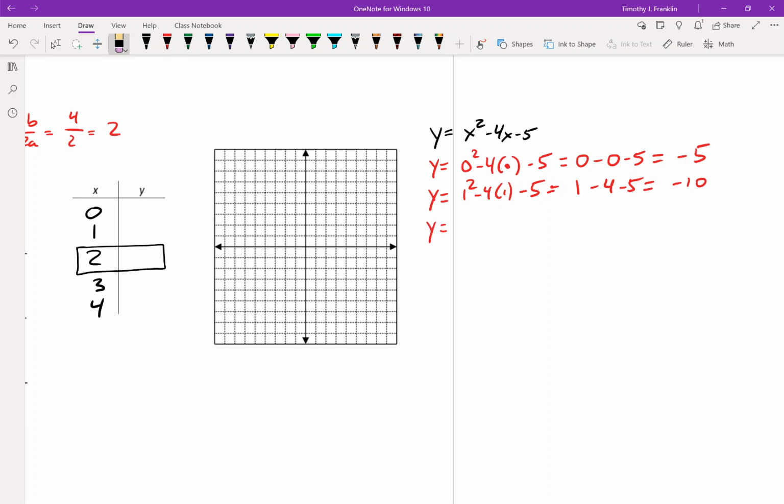I just realized I made a mistake on this last one. 1 minus 4 is negative 3. Negative 3 minus 5 is negative 8. That's my fault. Let's keep going.